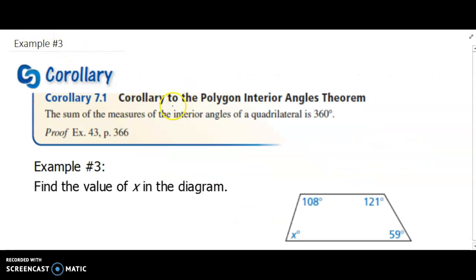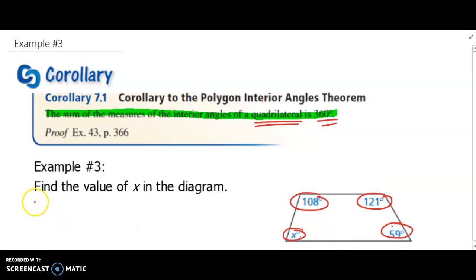All right, guys, there's this corollary here, and you would be able to figure this out on your own if we didn't have this. The sum of the measures of the interior angles of a quadrilateral is 360 degrees. So all quadrilaterals add up to 360. If I look at this example here, I know that if I add all these up, it's going to equal 360. So 108 plus 121 plus 59 plus x equals 360.